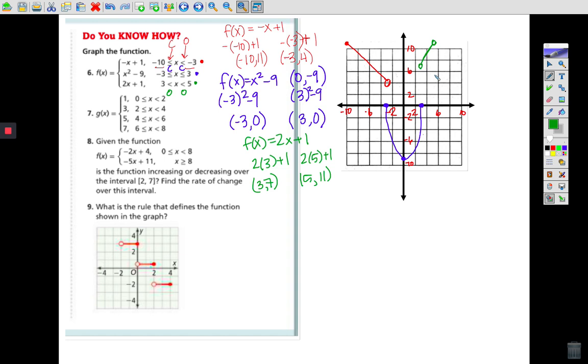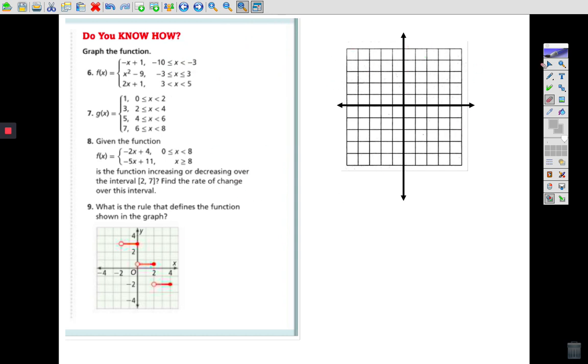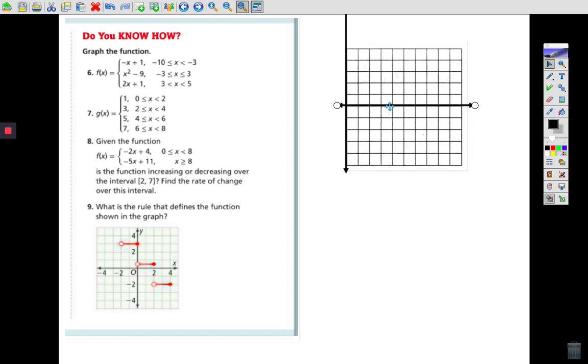Any questions about graphing that piecewise function? Everybody got it? Alright, so now we have to graph the second one. And I'm going to change it so that my axes are on the side here. Something like this.